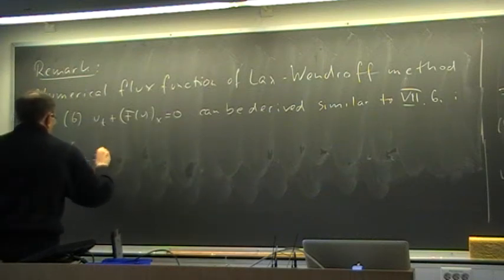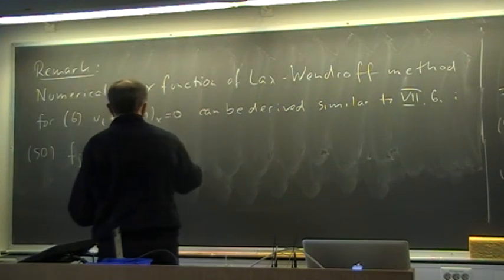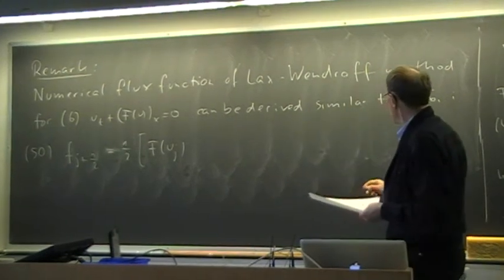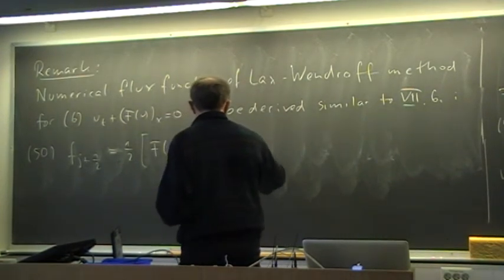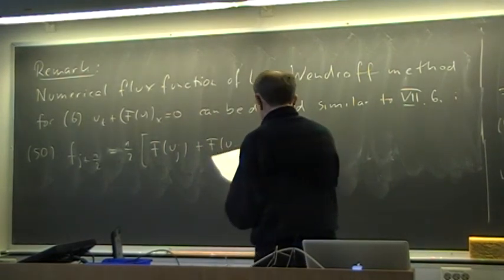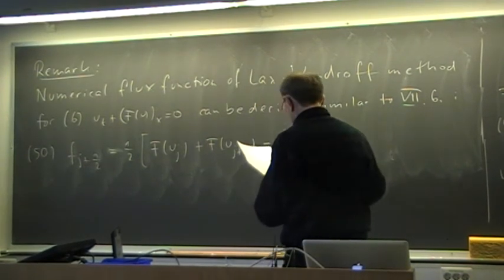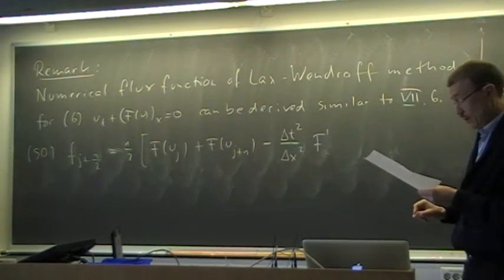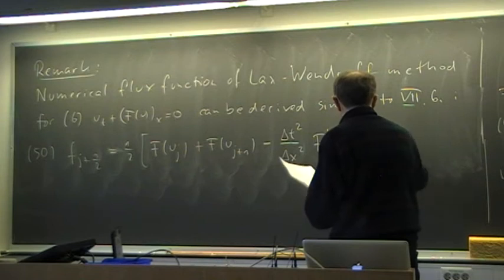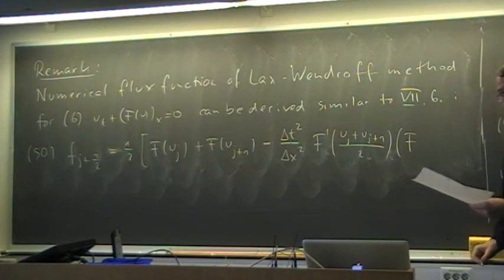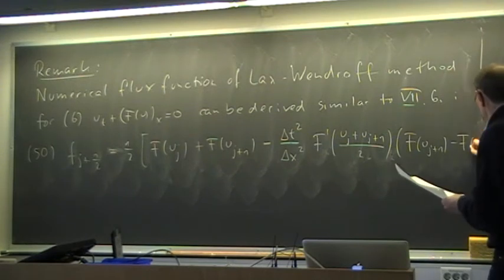The flux function F j plus 1/2 is equal to, we start again in a similar form as we always do, with the average of the flux function in our conservation law f, evaluated at uj plus f of uj plus 1, minus. Now it gets a little bit more complicated, but not too much. We have now delta t squared divided by delta x squared, and then we take the characteristic speed that we get by f prime of the average, uj plus uj plus 1 over 2, and then we multiply, and that is a little different from the others, by the difference in f of uj plus 1 and f of uj.